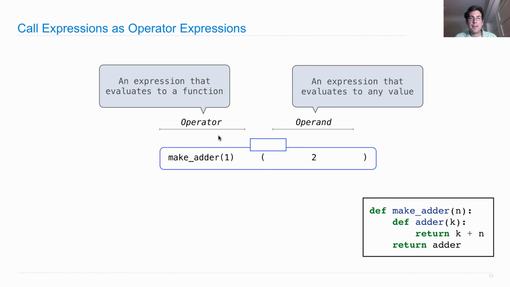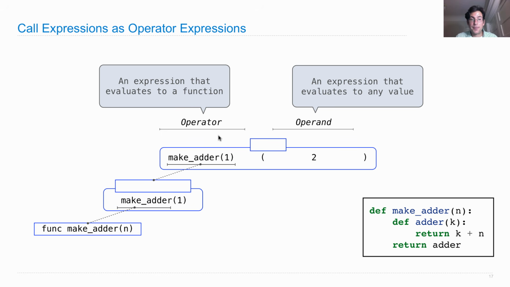So how do we evaluate this? Well, we evaluate the operator, which is a call expression, which means we have to evaluate its operator, getting our makeAdder function, its operand, giving us 1, and then we call makeAdder on 1. And what we get back is the adder function. So we have the adder function available to us. What's it going to be called on? That's 2. So this adder function is going to add together 1 and 2 to give us a value of 3.